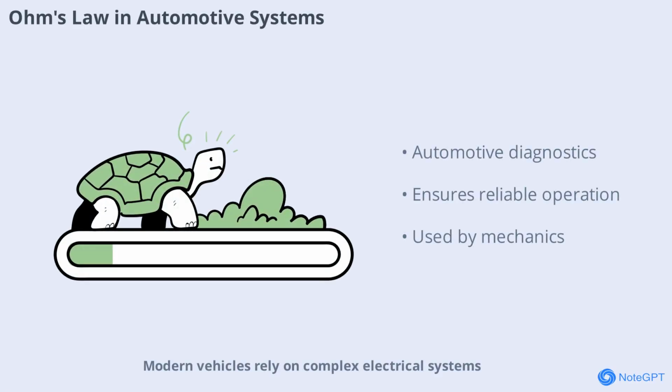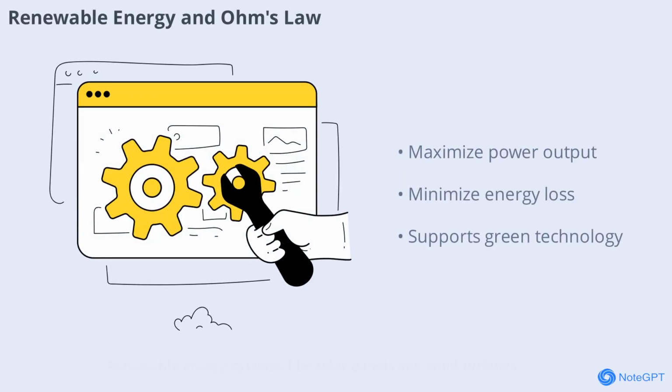Modern vehicles rely on complex electrical systems, and Ohm's law is at the heart of their design. From headlights to engine sensors, understanding voltage, current, and resistance ensures that every component works reliably. Mechanics use Ohm's law to diagnose electrical problems and keep cars running smoothly. Renewable energy systems like solar panels and wind turbines depend on Ohm's law for efficient operation. Engineers use the law to design circuits that maximize power output and minimize losses.